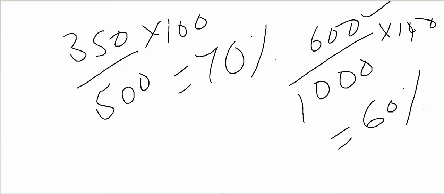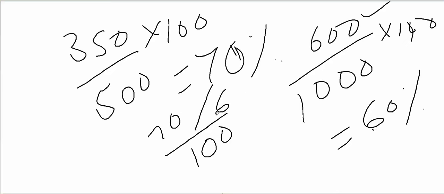But no, that would be wrong, because this candidate has a better chance. If it was scaled to 100, this candidate would have got 70 marks, and the second candidate would have got 60 marks. It means this guy is superior to this guy as far as selection is concerned. Okay, so this is the practical use of percentage.